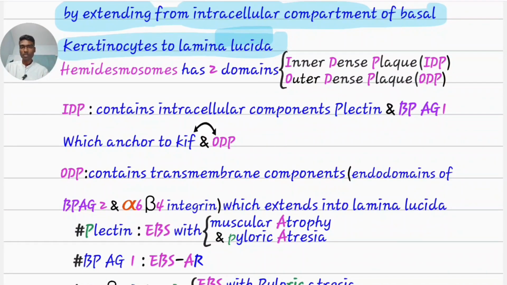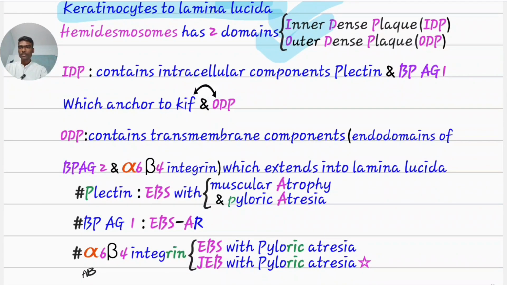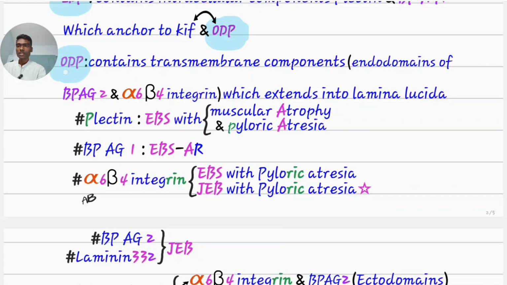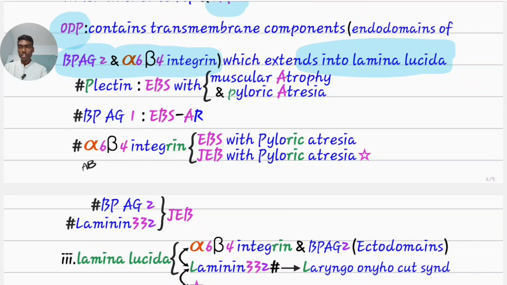It has two domains, inner dense block, outer dense block. We know what inner dense block connects. Above, keratin intermediate filaments. Below, obviously, outer dense block. Next, outer dense block has transmembrane structures. We already saw BPAG2, alpha 6 beta 4 integrin, which extends into lamina lucida, and then there it connects with next below structures. We have already seen plectin and BPAG1 are inner dense block which if they get structural defects, it will lead to epidermolysis bullosa simplex.